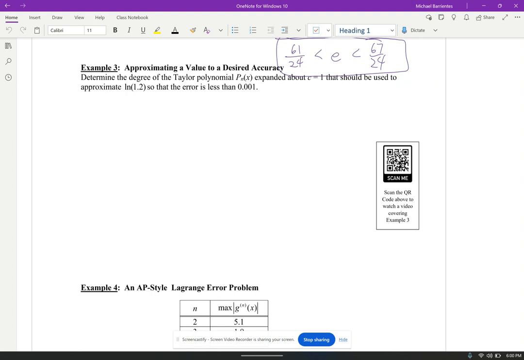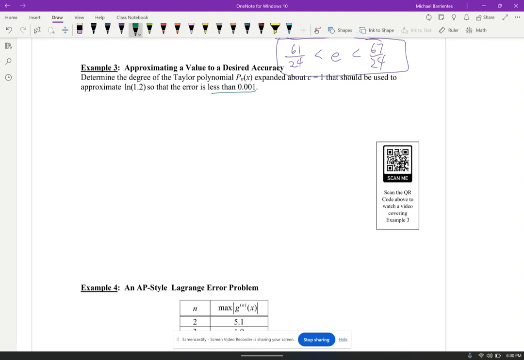As a matter of fact, we're looking to see how many terms I need to write out so that my estimate has an error that's less than 0.001, less than a thousandth. So I want my error to be that precise. How do I do that? Well, I have to start with the Taylor polynomial to begin with, right? Because if I don't have the Taylor polynomial, then I don't know what this looks like.